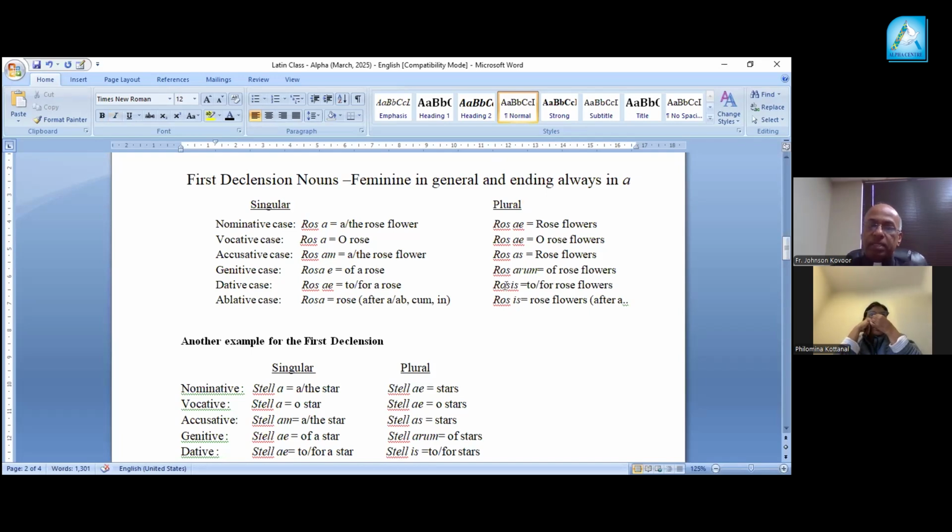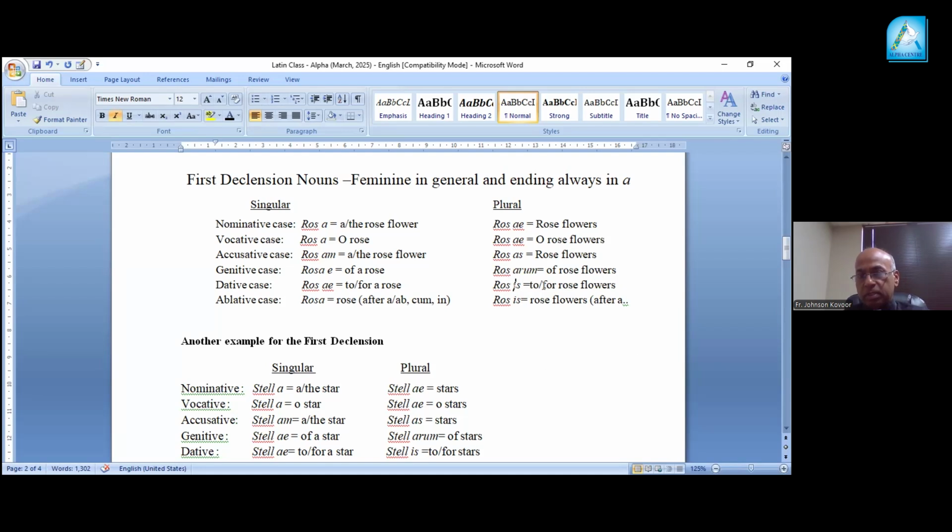Then rosis, it is a dative plural, to rose flowers or to stars, to somebody, something, or like that. If you want to use the dative plural, the stem is rosa, then we add is, rosis, to rose flowers. You know, the ablative plural is also the same as rosis. In rose flowers, from rose flowers, like that, with certain prepositions, we always use the ablative case.